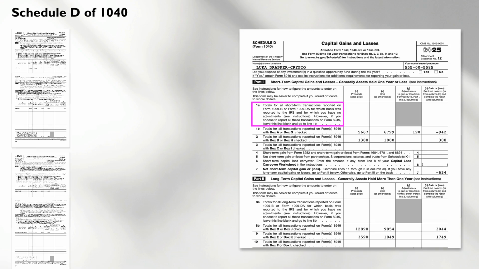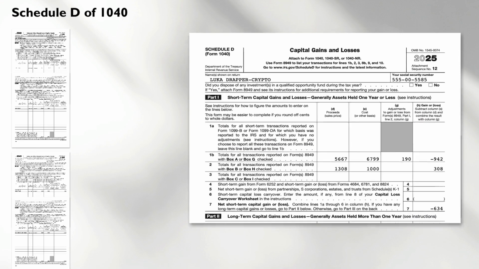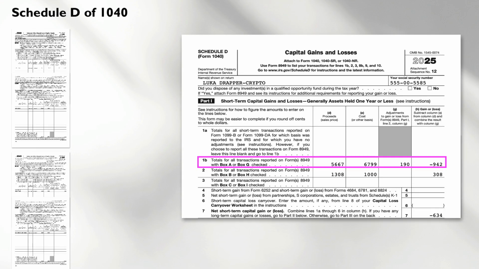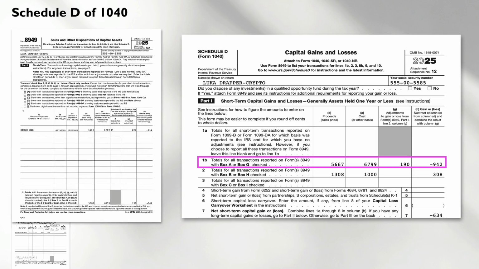Line 1A in Part 1 and line 8A in Part 2 summarize transactions where cost bases were reported to the IRS and there were no adjustments. You would simply enter these transactions as totals in your tax software. Line 1B lists totals of short-term sales from Forms 1099-B or 1099-DA where cost basis was reported to the IRS. These correspond to Box A or Box G on Form 8949.